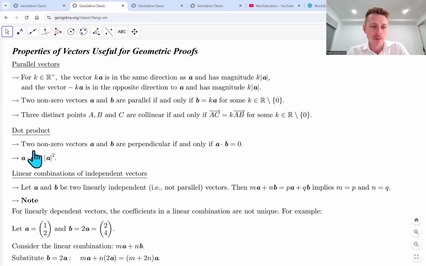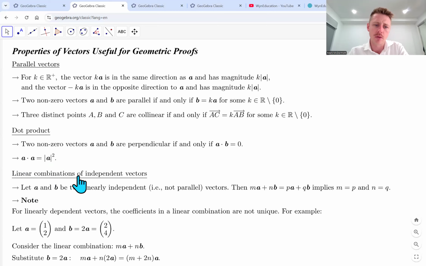Then we also know the dot product is going to be very important. Two non-zero vectors A and B are perpendicular only if the dot product between them is equal to zero. Not equal to the zero vector, just equal to zero, because remember, the dot product gives us a number as the answer. And when we take the dot product of a vector with itself, we get the magnitude of that vector squared. That's just a consequence of the geometric interpretation of the dot product, which we spoke about before.